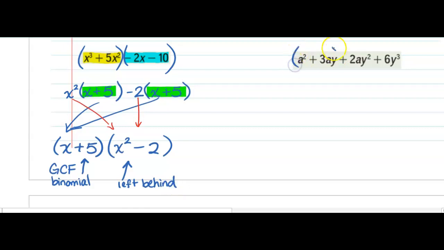Let's try it again. I'm going to group my first 2 terms. I'm going to group my last 2 terms. Use some color again. Color helps me see things best. In the yellow parentheses, what do they have in common? They don't have a common number. They both have an A. Y, nope, they don't both have a Y. That's all they have in common is an A. A times A gives me A squared. A times 3Y gives me 3AY. Alright, that takes care of the yellow parentheses.